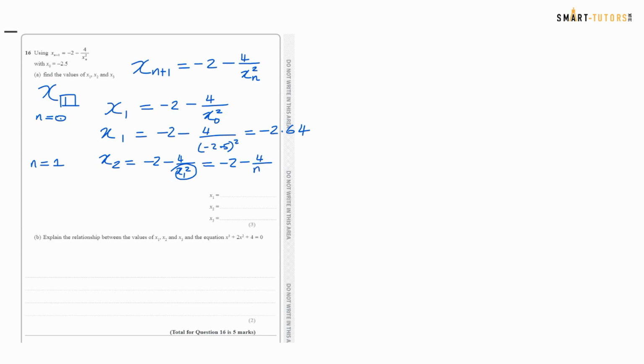the last answer is going to be saved in the answer button, so you can press answer squared. So you end up with minus 2.573921.